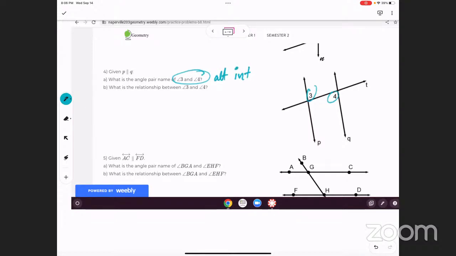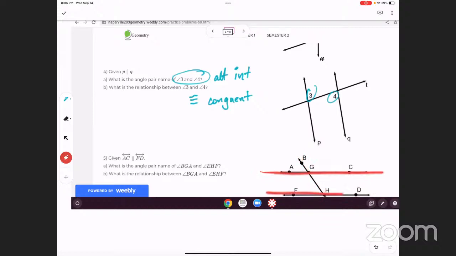And it says, what is the relationship between 3 and 4? You would say that they are congruent. That's the symbol for it. It's spelled like this. Now down here on number 5, it says, given that AC and FD are parallel. So here's this and this. This is your transversal. Got it?